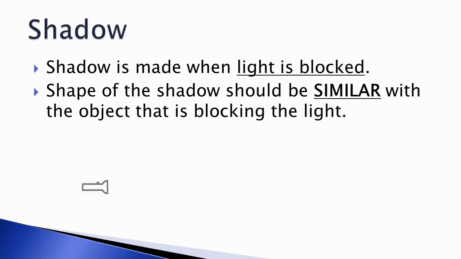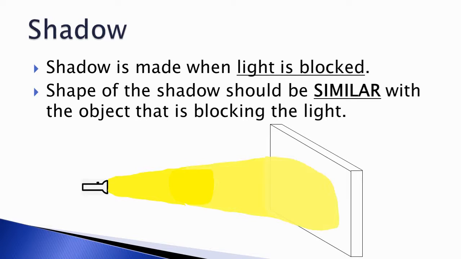So for example, I have a torchlight and I switch it on. So it produces a light because torchlight is a source of light. So what happens if I put a ball in front of the light? The shadow will form. And what is the shape of the shadow? It is round, which is similar to the ball.